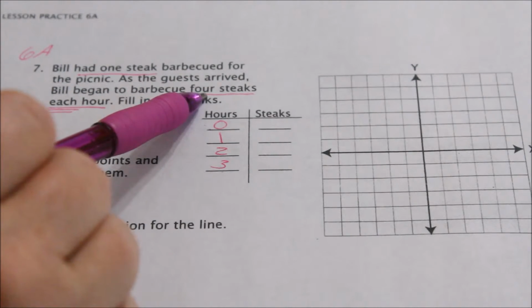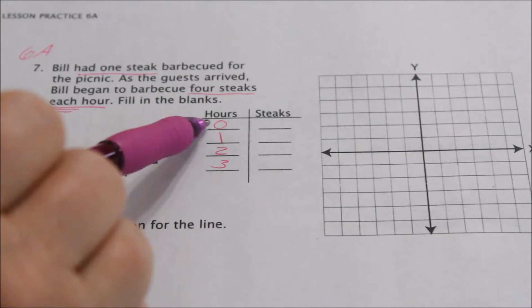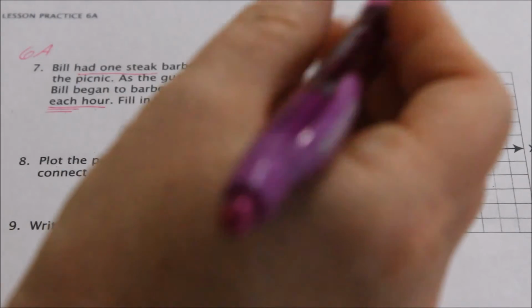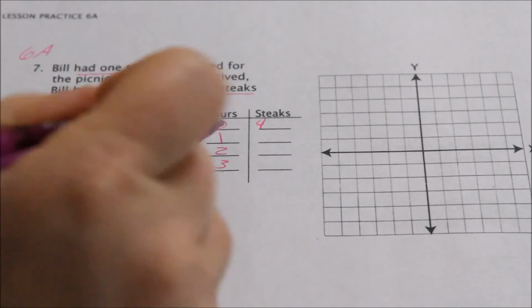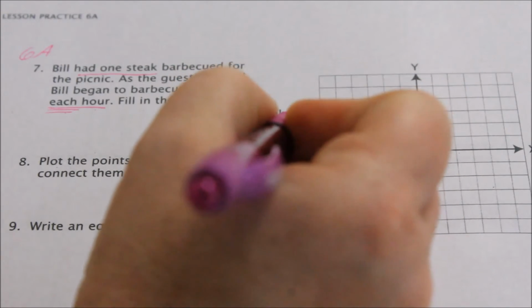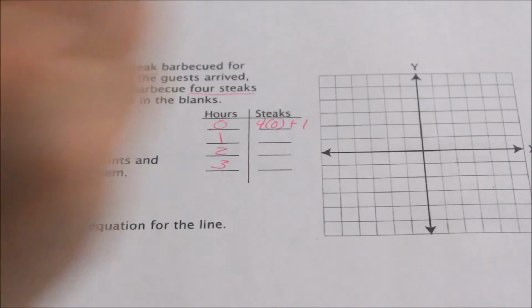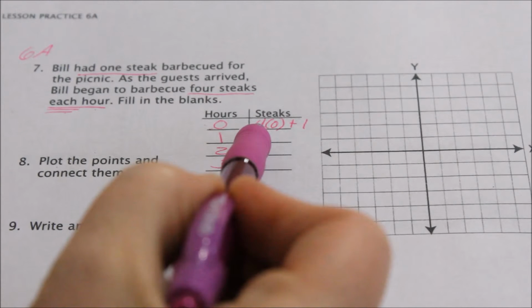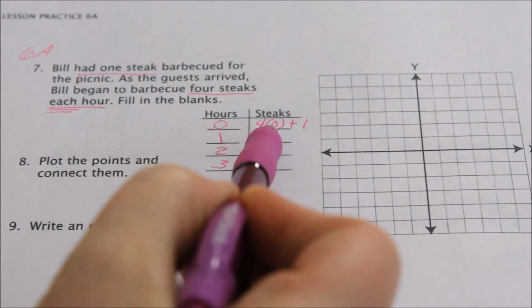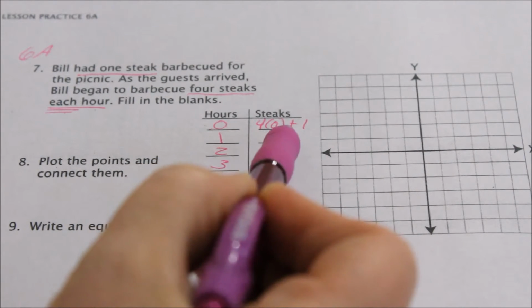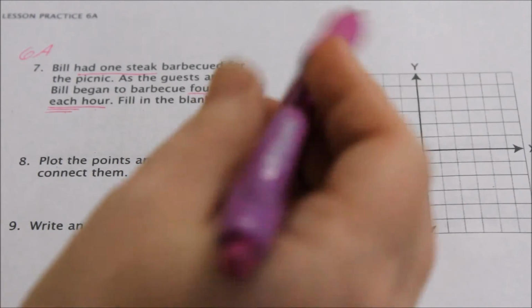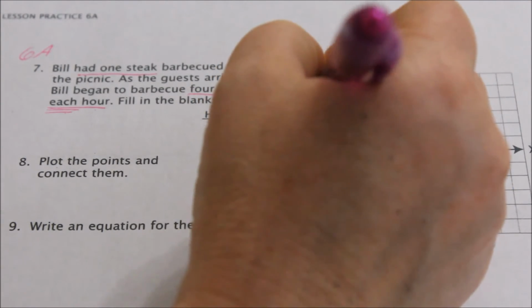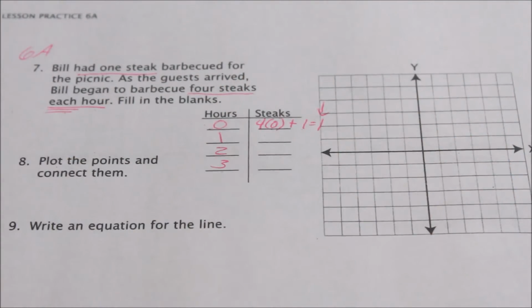Then the problem also tells us he did 4 steaks each hour. So we can take 4, he did 4 steaks each hour, times the number of hours we worked. Right here we worked 0, so there'd be 4 times 0 plus the 1 steak he already started with. So he made 4 steaks times the number of hours that we worked, and then we added the 1 steak he started with. So 4 times 0 is 0, and 0 plus 1 equals 1.